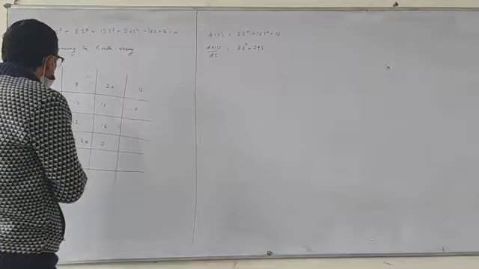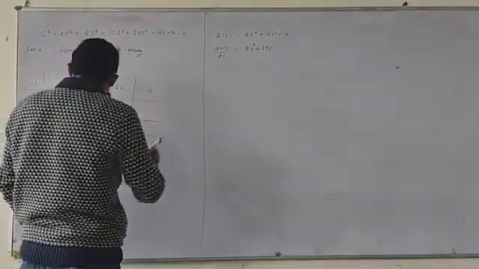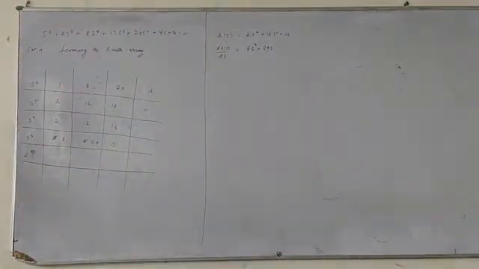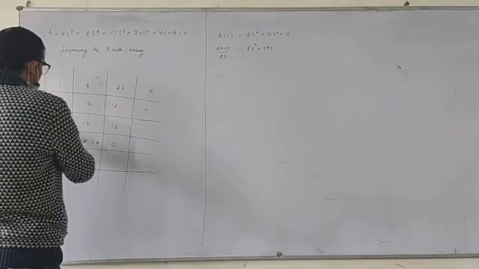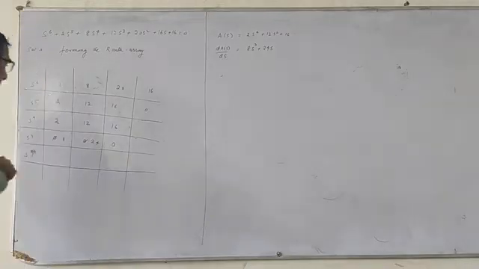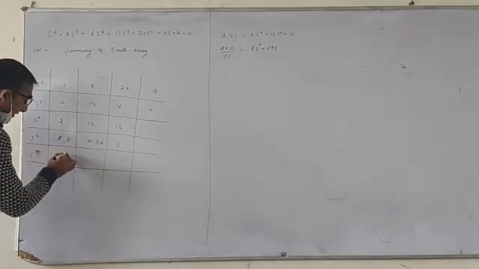12 into 8 is 96. 96 minus 48 is 48. 48 divided by 8 is 6. I think it's correct. 96 minus 48 is 48. 48 divided by 8 is 6. That should be 6. Fine.